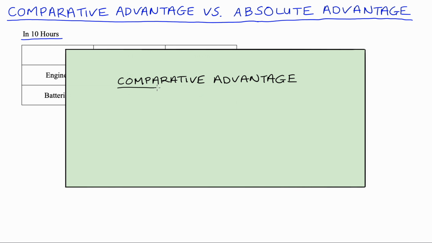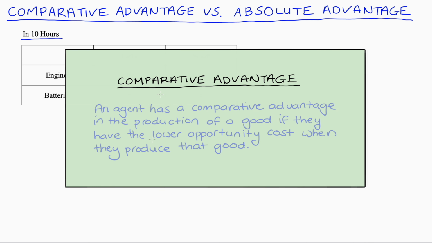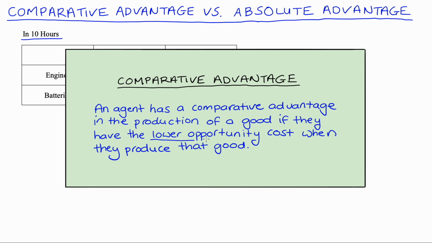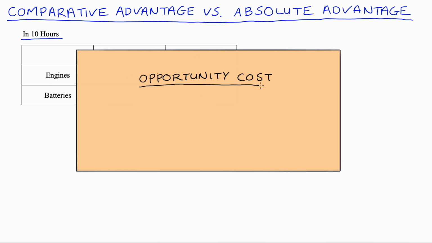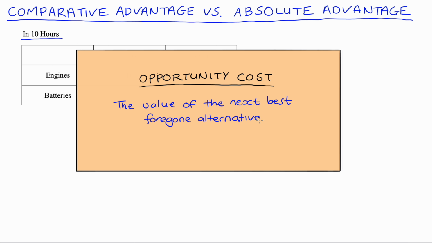Now, comparative advantage is different. An economic actor will have a comparative advantage in the production of a good if they have a lower opportunity cost. Again, we're going to compare this to another agent. Here, opportunity cost is the value of the next best foregone alternative. So it's the value of the thing that they give up when they choose a specific option or pathway.